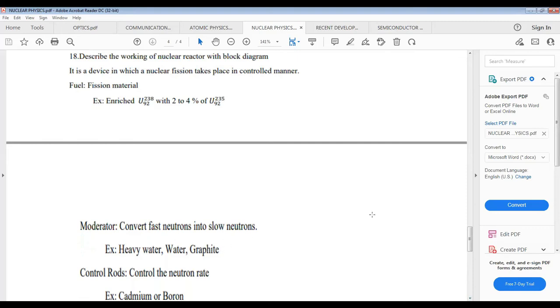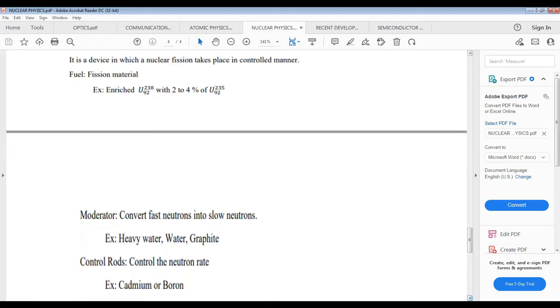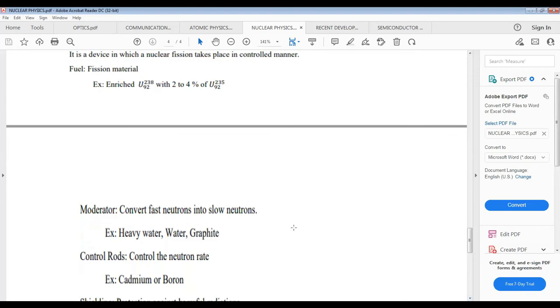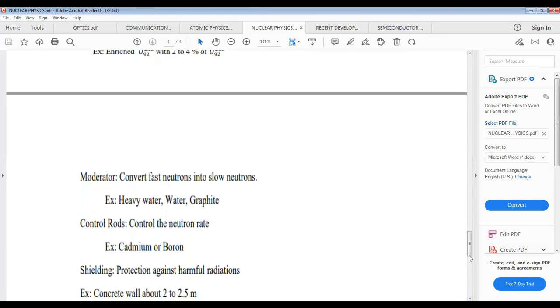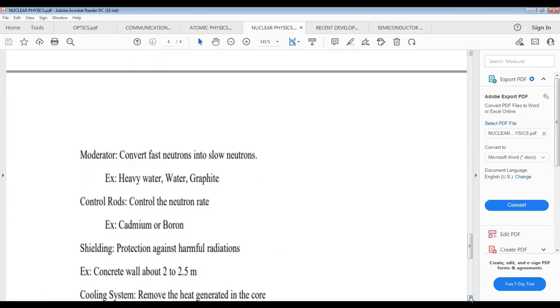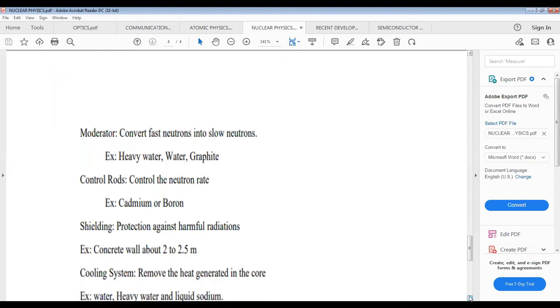So what are the chemicals you are using? Heavy water, water and graphite. Then the control rods. What is their role? They control the neutron rate. What are the examples? Cadmium rods and boron rods are used. Then shielding: we are shielding the entire device for protection against harmful radiation.